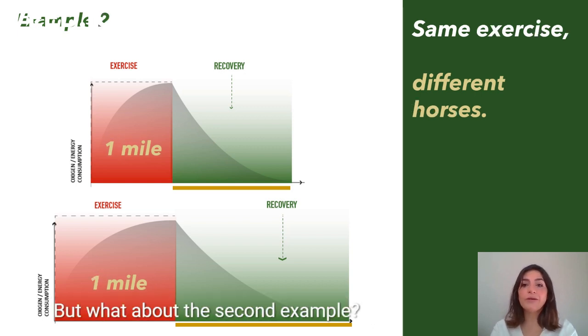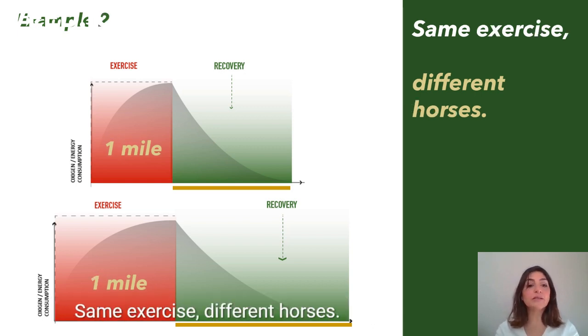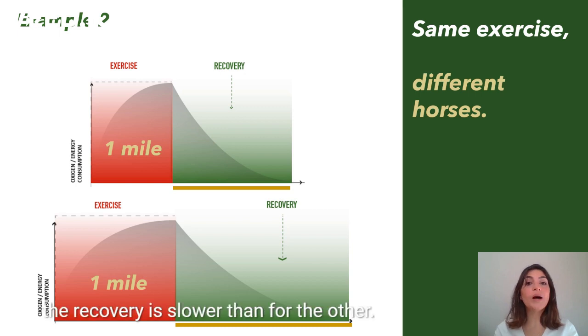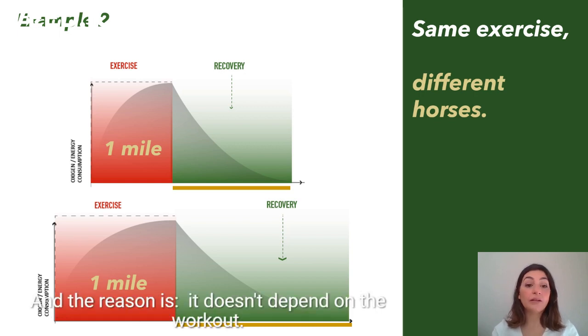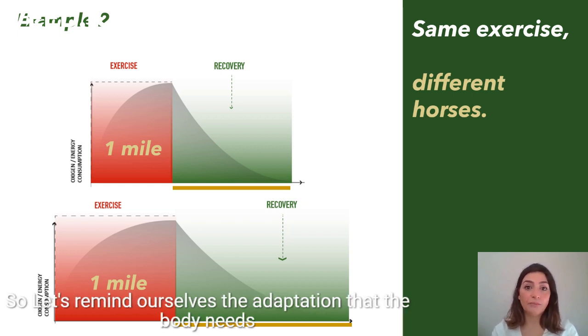But what about the second example? Same exercise, different horses. Why is the recovery slower for one of them than for the other? The reason is it doesn't depend on the workout, it depends on the horse's adaptation to that workout.